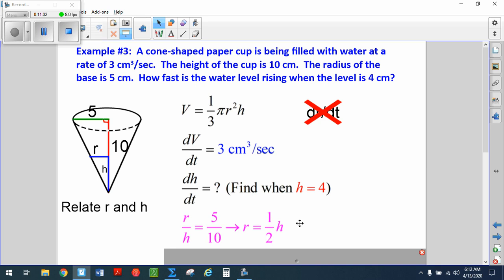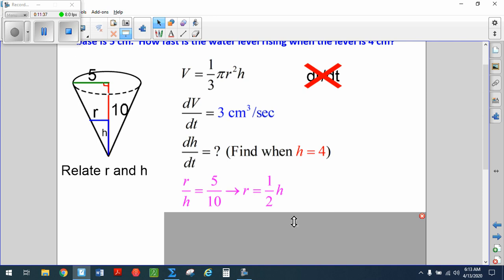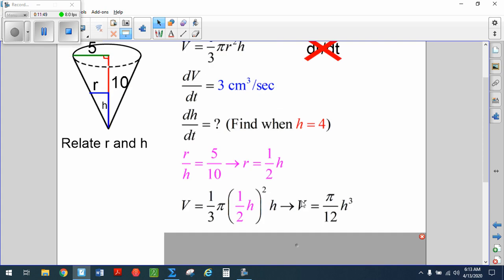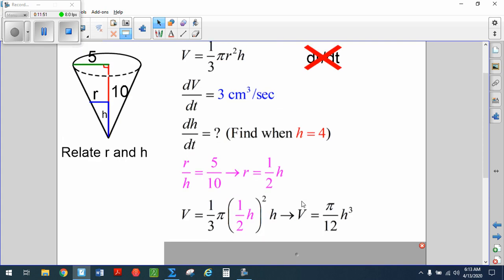So now I can take my volume equation and plug in 1/2 h for the r. That allows me to rewrite my volume equation with just two variables, V, the volume, and h, the height. And that's great because those are the two rates that I have and want. I have the dV/dt, the volume with respect to time, and I want the rate of the height changing.